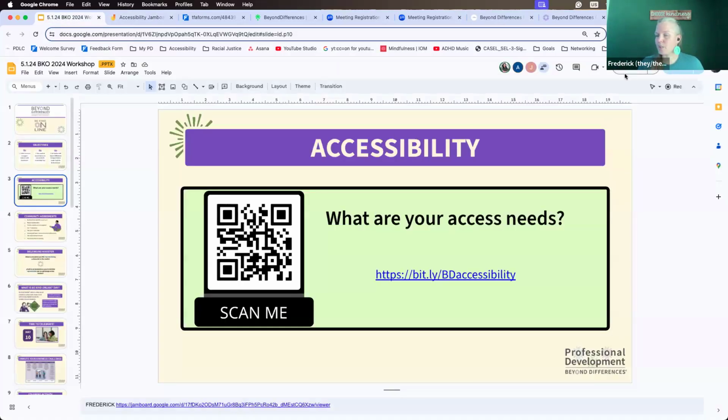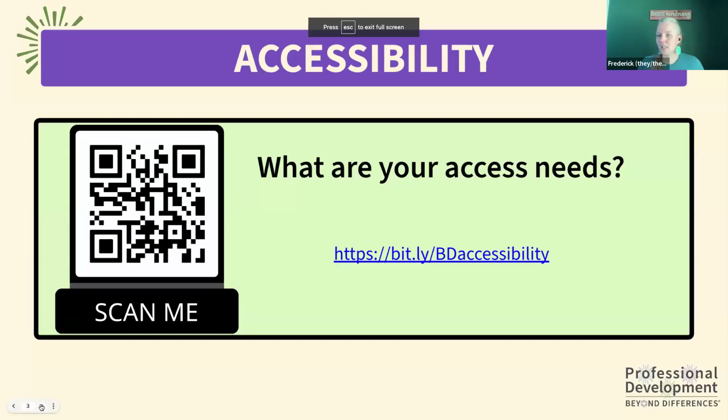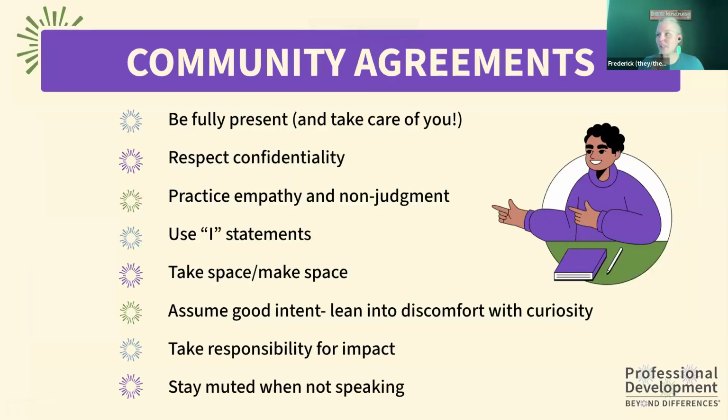All right, and we'll go back to the big screen. And Sally, you could go through our community agreements. Hello, everyone. I'm just going to go through these really quickly. First one is be fully present and take care of you. Respect confidentiality, practice empathy and non-judgment, use I statements, take space, make space, assume good intent, lean into discomfort with curiosity, take responsibility for impact, and stay muted when not speaking. That's it. Thank you, Sally. Yeah, we've got a good group of folks here today, so we do want to make sure that we're not stepping on each other's virtual toes.